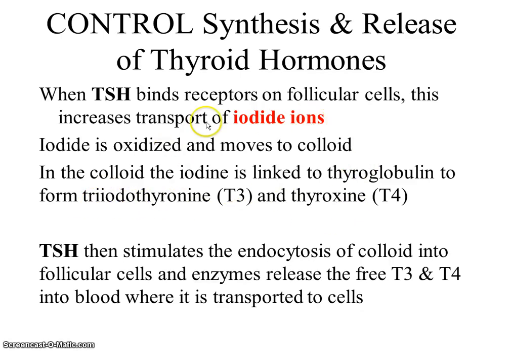So once we have TSH around, we really accelerate this combination, and then it stimulates the endocytosis of the colloid into the follicular cells, so they get taken back up and they cleave so that triiodothyronine and thyroxine are free and released into the blood, and then they circulate through the body.